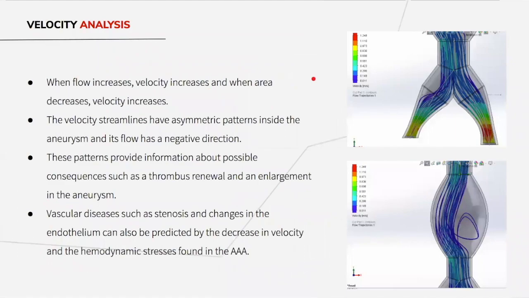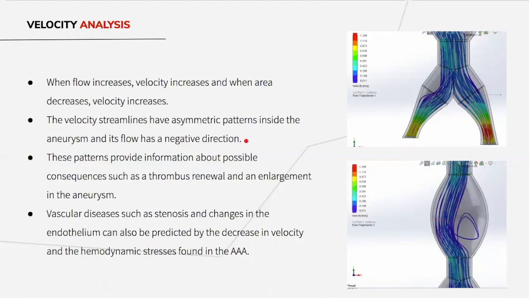About the velocity analysis, we found out that when flow increases, velocity also increases, and when the area decreases, velocity increases. Here we can see that, for example, in the iliac arteries, the area became smaller and therefore our velocity vectors were higher. And at the aneurysm sac, the area was bigger and the velocity vectors were smaller.